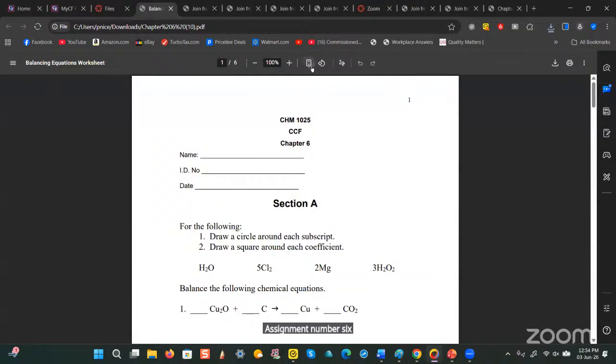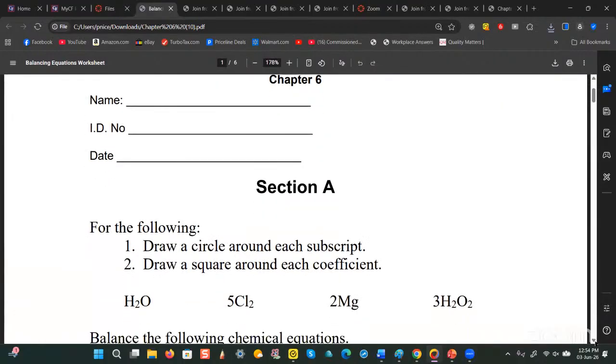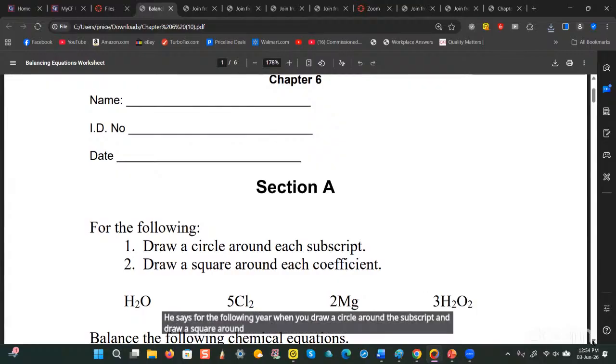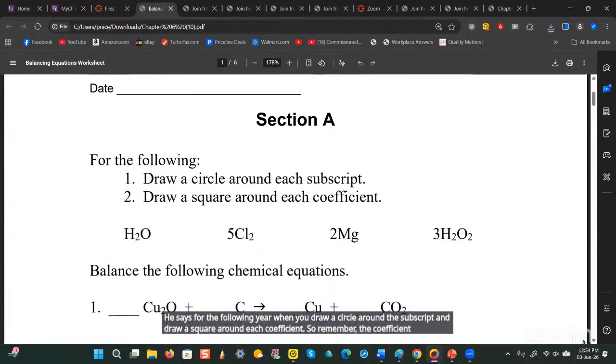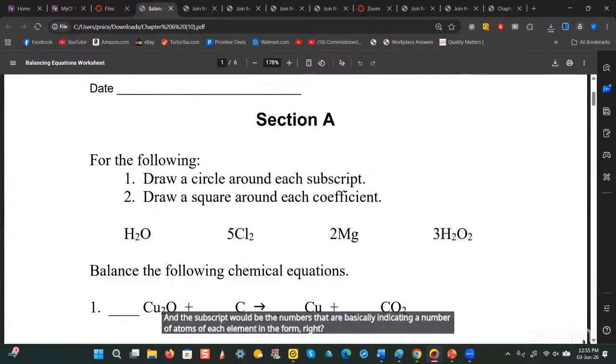So let me get you started off. There are different sections to this. In section A, it says for the following, you're going to draw a circle around the subscript and draw a square around each coefficient. Remember, the coefficient is the whole number placed in front of the formula for each compound. And the subscript is the number indicating the number of atoms of each element in the formula, right?